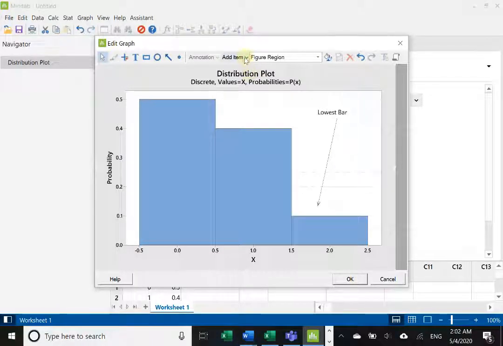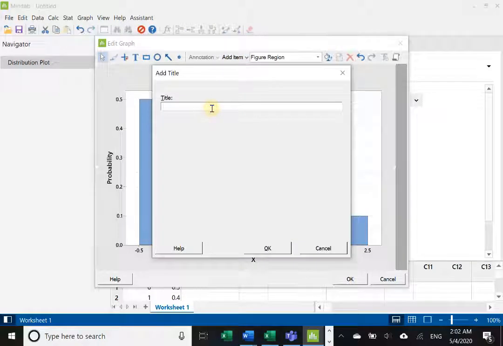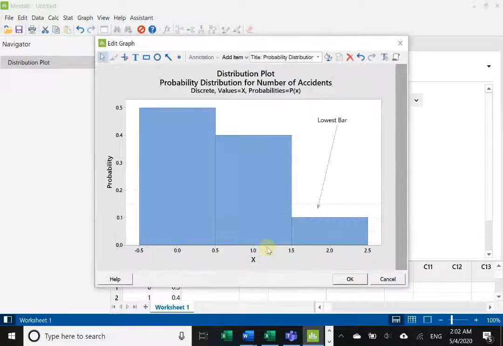I'm going to add a title. There you go, title. I'm just going to call it, for example, this is the probability distribution for number of accidents. Okay, and hit OK, and it's right up here, probability distribution of number of accidents.